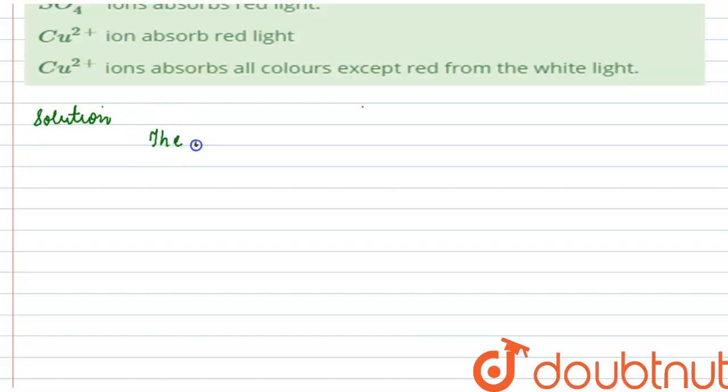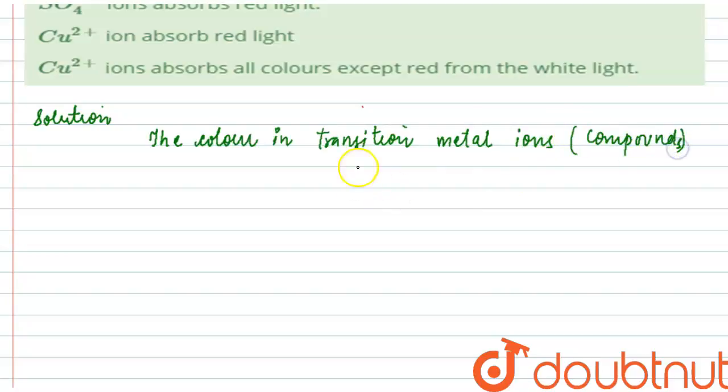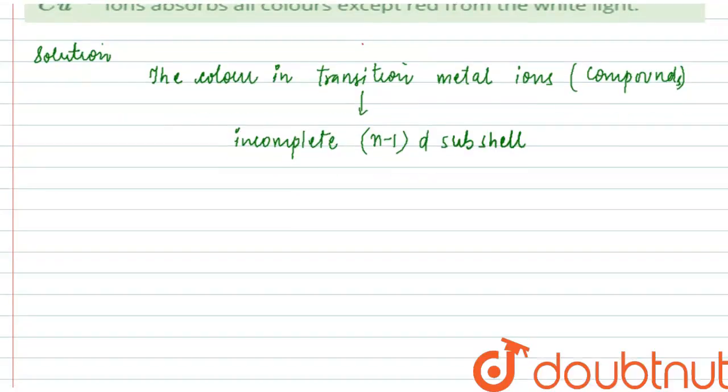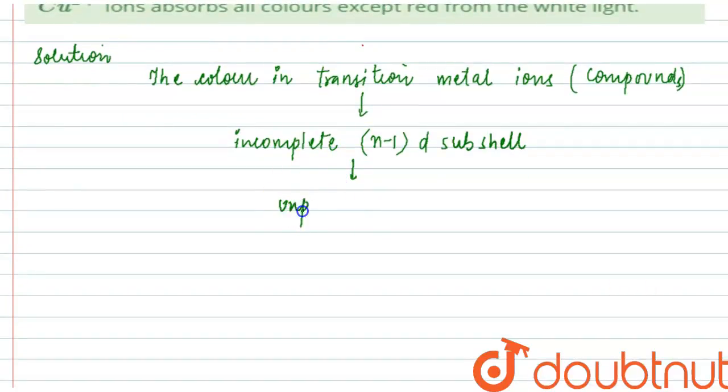So the color in transition metal ions, or we can say metal compounds, is due to the incomplete (n-1) d subshell, right? So if it is incomplete, it means it will have some unpaired electron left, okay? So it will have some unpaired electron. Now what will happen?